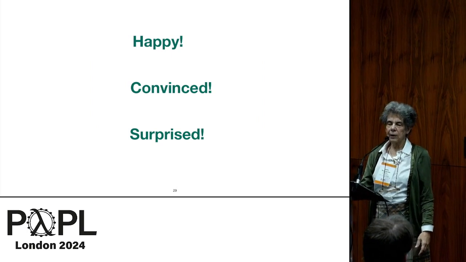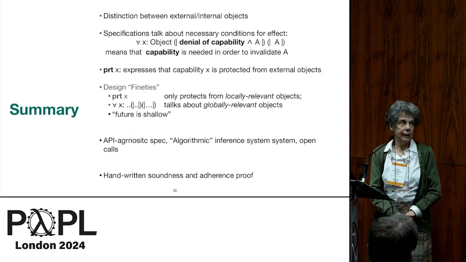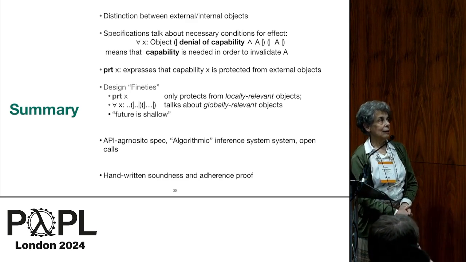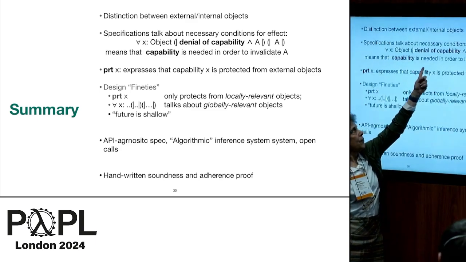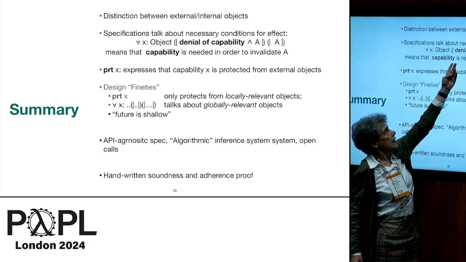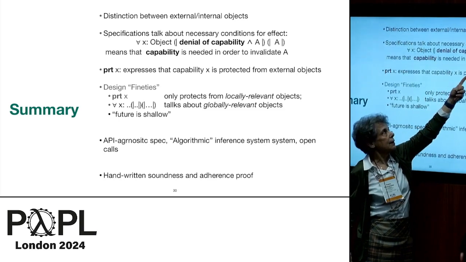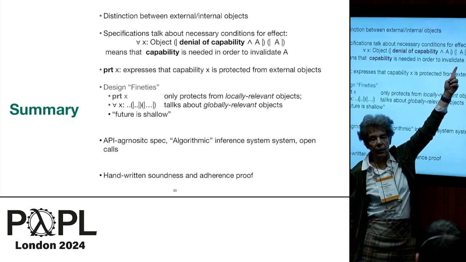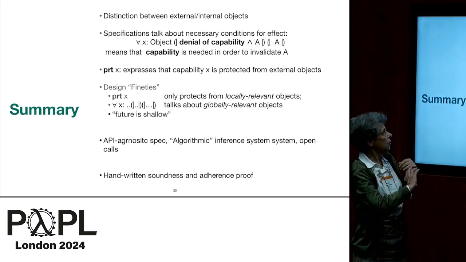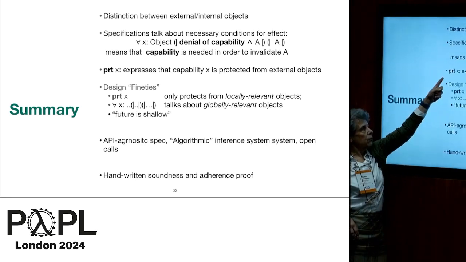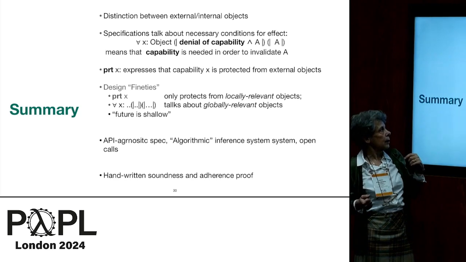Right, so at this point I am happy, convinced, and surprised. As a summary, we distinguish between external and internal objects. We have good specifications that usually have this shape: if some capability is denied, if something is protected, then some assertion A will always hold in the future. We have this concept of protection, which is about who can get access to the capability.